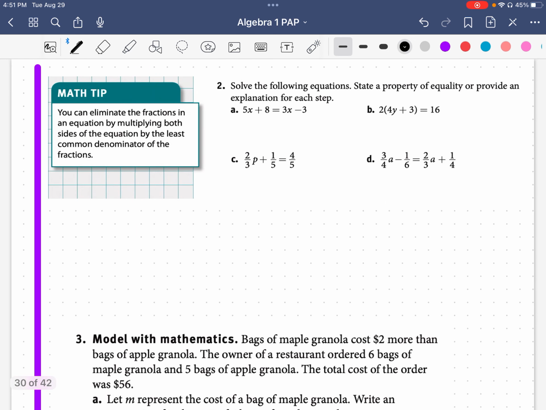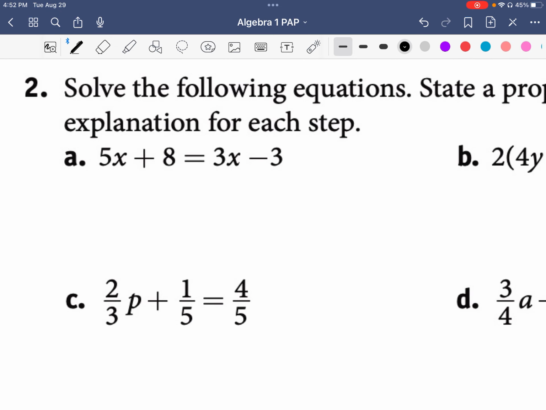Let's go ahead and solve the following equations. We are going to verbally state the property of equality and or provide an explanation for each step. You can eliminate fractions. When we get to C and D, we're going to talk about how we can eliminate fractions in an equation. We can do this by multiplying both sides of the equation by the least common denominator of our fractions. Okay, let me zoom in here because I don't have much space and I want to try to get these two solved right up here.